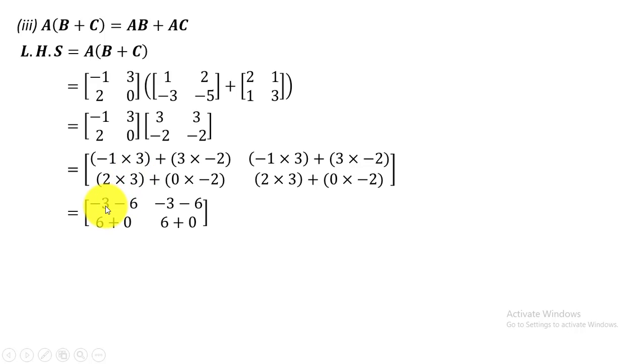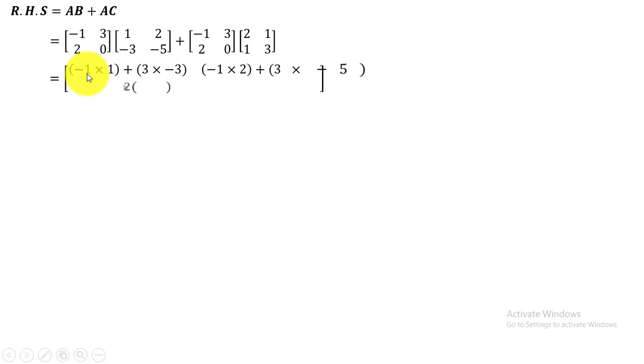Negative 1 time of 3 that is equal to negative 3 plus 3 time of negative 2 that is equal to negative 6. 2 time of 3 that is equal to 6 plus 0 time of negative 2 that is equal to 0. So A times B plus C is equal to matrix having elements negative 9, 6 and 6. This is equation number 1.